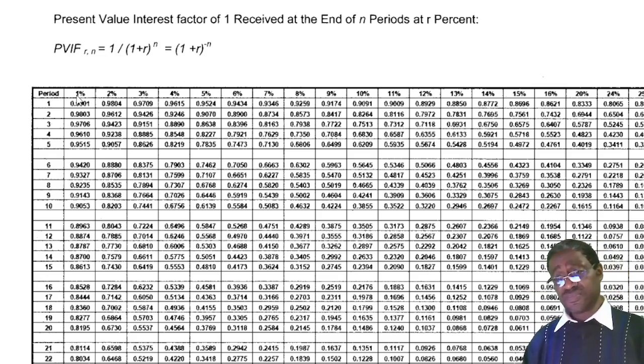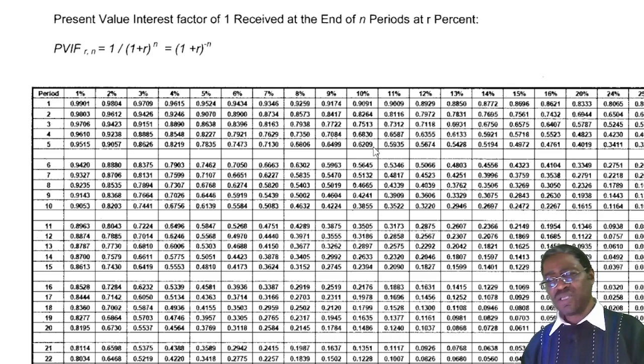So I was saying our R is 10%. You go along the columns and look for your 10%. Then along the rows, you go to the extreme left and look for period 5. You come down and follow it. The amount is here. 10% is here. At 5 years, the amount is 0.629. Are you seeing it there? That is the factor.